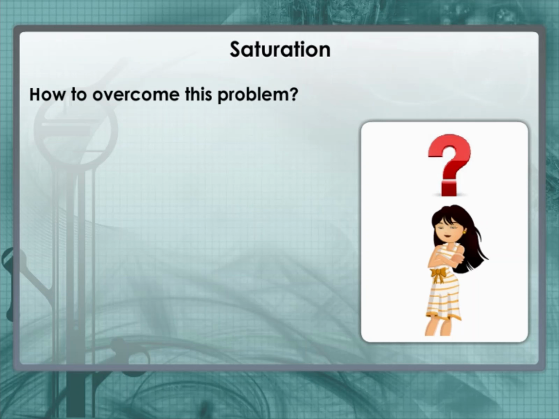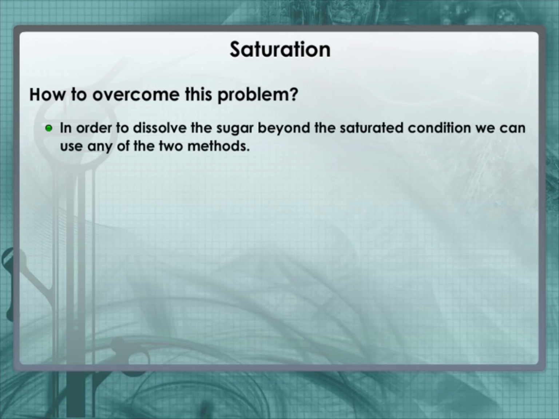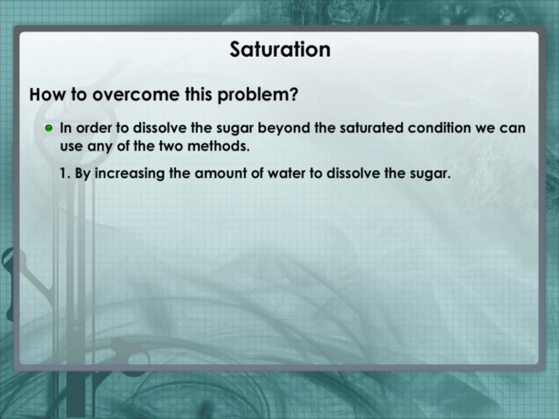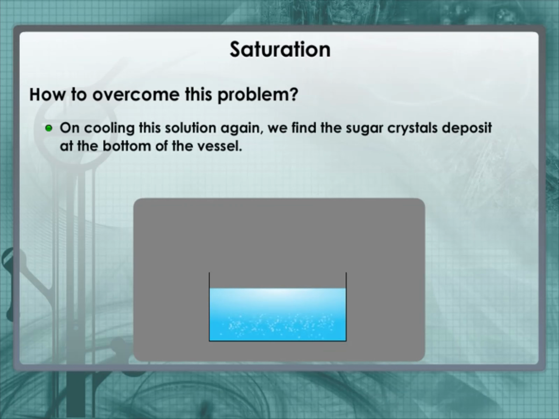So how do we overcome the problem of saturation? In order to dissolve the sugar beyond the saturated condition, we can use any of the two methods. 1. By increasing the amount of water to dissolve the sugar. Or 2. By heating the water, the increased amount of sugar can be dissolved in it. On cooling the solution again, we find the sugar crystals deposited at the bottom of the vessel.